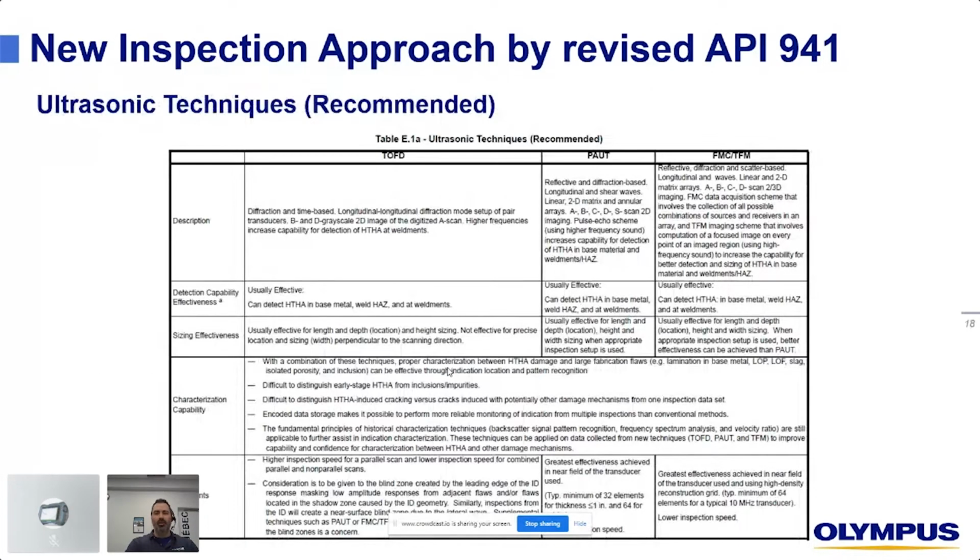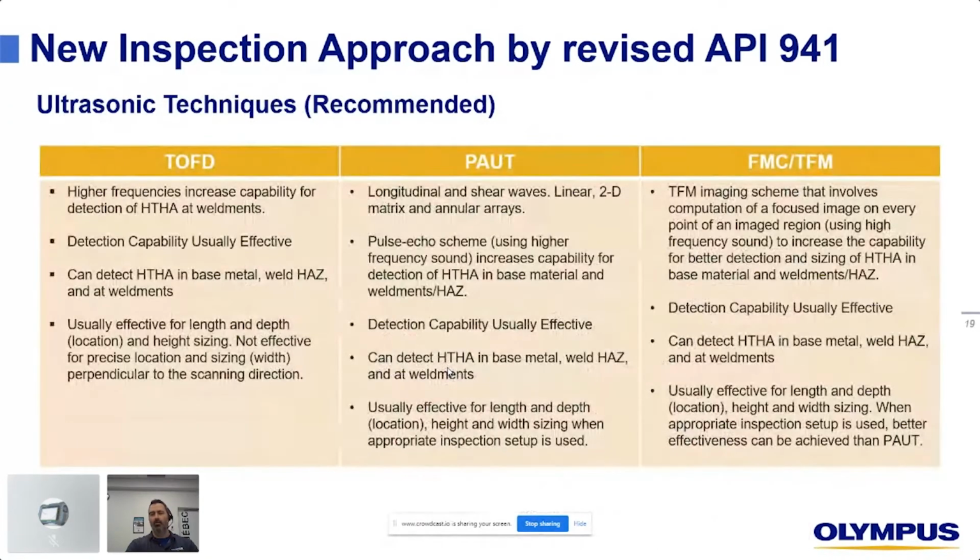The table from the API, basically, here is the comprehensive summary. So all that I said earlier, TOFD, high frequency, increased capability for detection of HTHA in the weld. Detection capability is effective. Can detect HTHA in base metal, weld, heat affected zone, as well as the weld itself.